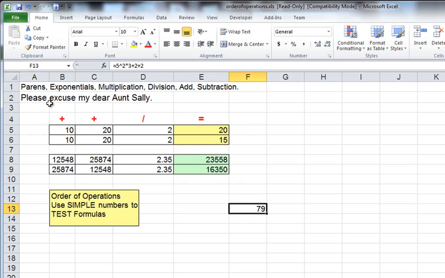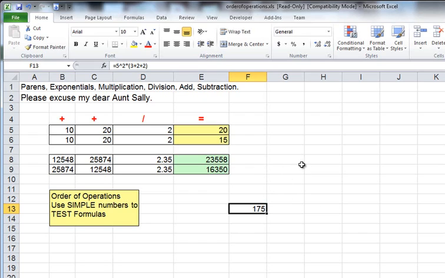Please excuse my dear Aunt Sally. I need to force with parens for it to do this addition first. Otherwise, it does the addition way on the end. Okay, so I'm just going to go up and edit this formula by putting in a paren here and a closing paren there. Now it's going to do the 3 plus 2 plus 2, 7, and then multiply that times this exponential. And when I press enter, I get the answer I want. I know exactly how I need to set up that formula.